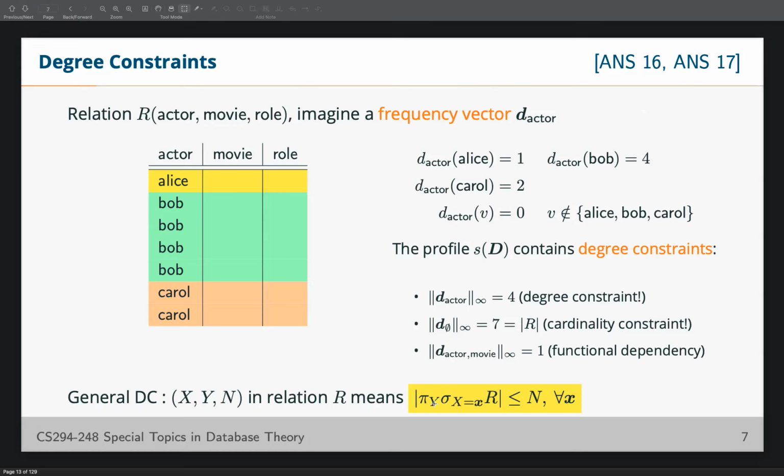Yep. So that's degree constraint, right? And of course, the cardinality constraint is just the case when X is empty and Y is everything in R. Then in that case, it is the number of rows in the table R.